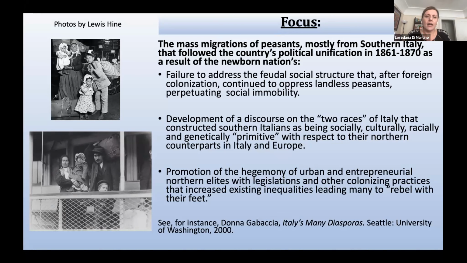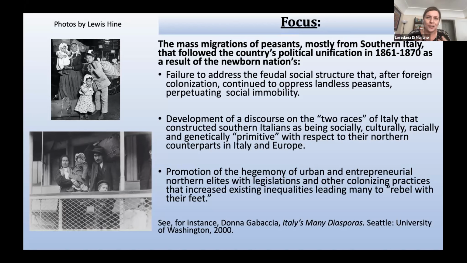These migrations followed the political unification of Italy in the late 1800s, and they were essentially also a result of the newborn nation's failure to address the feudal structure that, after foreign colonization, continued to oppress landless peasants in Italy, perpetuating social immobility. It was also due to the fact that a discourse developed at this time in Italy about the two races of Italy, which constructed Southern Italians as socially, culturally, racially, and genetically primitive with respect to their northern counterparts in Italy and in Europe, which really helped promote the hegemony of urban and entrepreneurial northern elites with legislation and colonizing practices.